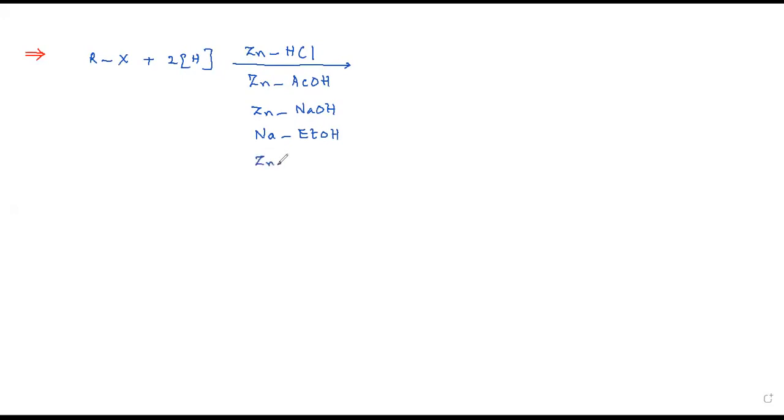then of course zinc copper couple in alcohol. What is this? You know this. Zinc copper couple in alcohol, in say ethyl alcohol, it is prepared by adding granulated zinc, granules of zinc to copper sulfate, right?